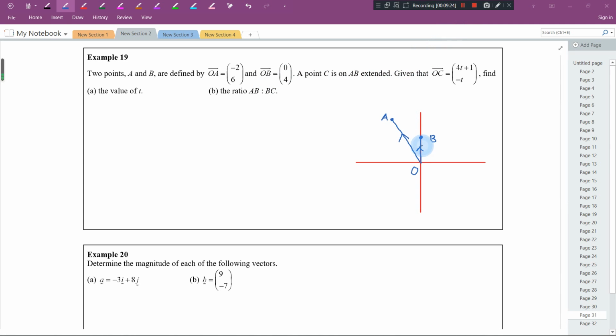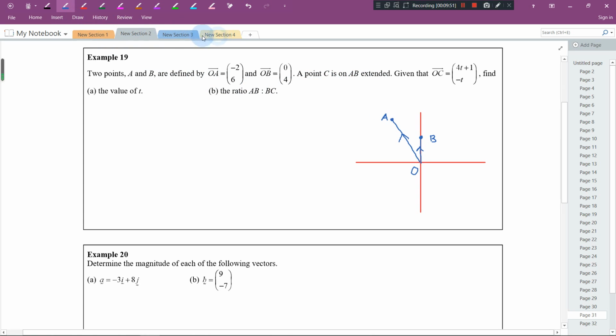Okay, let's look at this diagram. OA, -2 units, go to -2 means that go to your left hand side, 2 units, and go up 6 units. And 0, 4, it means that go up 4 units. So this is OA, this is OB. So for this question, actually in the exam, you don't have to show this diagram. This diagram, I just draw it to make you understand easier.